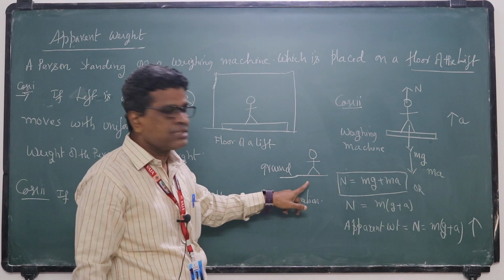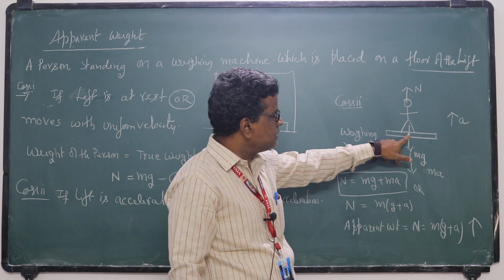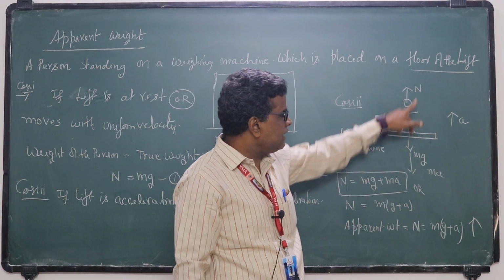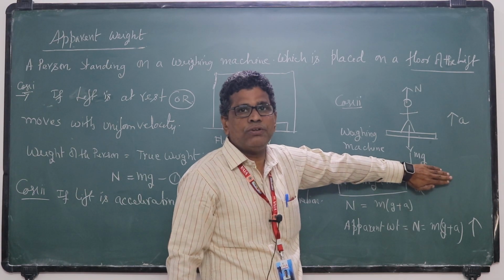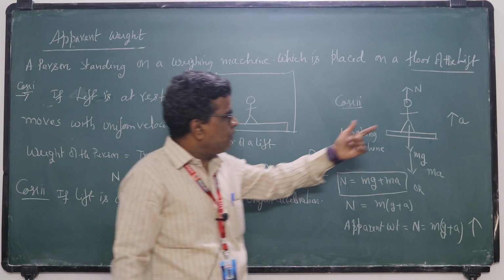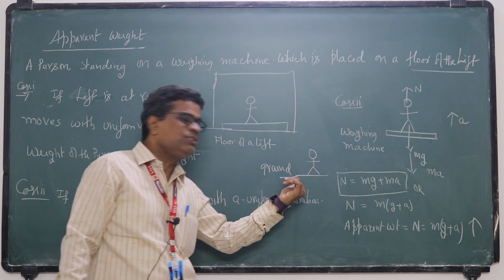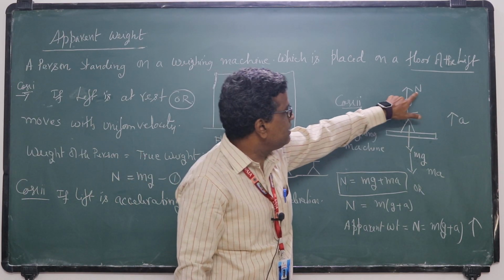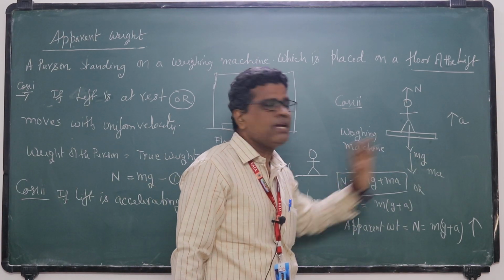With respect to this person, there is no pseudo force. So, what is the resultant force here? What are the real forces acting on the person? N and mg are the real forces. In this case, there is no pseudo force ma in the inertial frame. But the person is accelerating up with respect to the ground. So the resultant force acting on the person is equal to N minus mg. That is equal to ma.